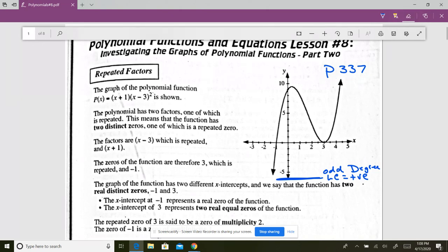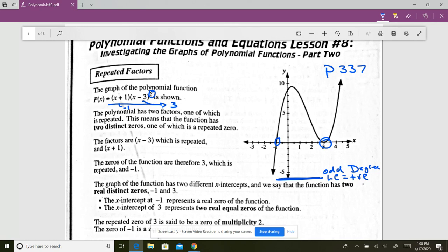Okay? And this is actually the equation of the graph. Okay? x plus 1, which gives us the zero of -1 right there, and x minus 3, which gives us a zero or an x-intercept of 3. But this one has this little 2 here, and we have this little bounce here. Okay, so this is what we're going to study in this lesson.